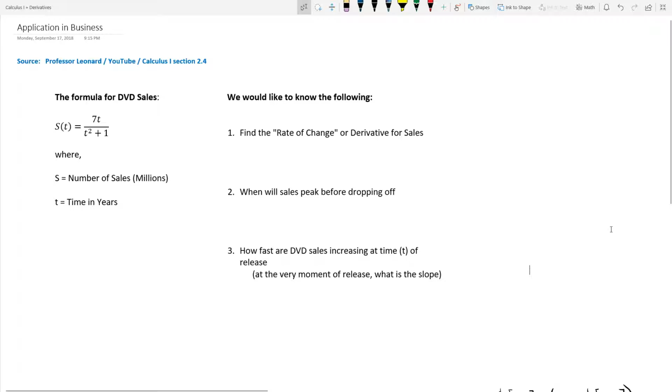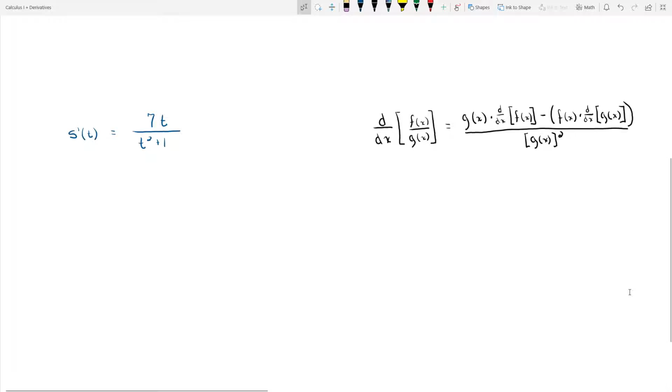So first, we want to find the rate of change, or derivative, for the sales function. And that's going to allow us to solve two of these other problems, 2 and 3. Essentially, again, we're just solving for an equation with respect to t, so that we could plug in any point and figure out what that rate of change in sales is. So I have written this out so that we could solve this.